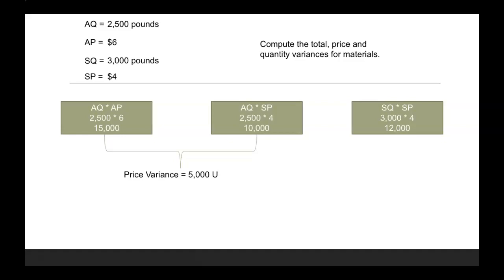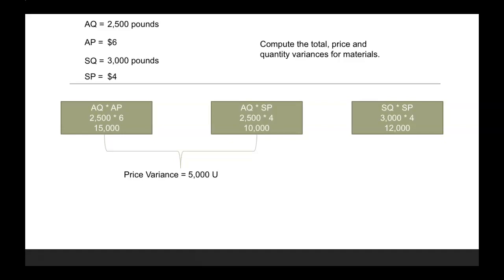And then we have this U. That U stands for unfavorable. So what makes this unfavorable? Well, our actual price was more than our standard price. So going into the month, we thought that we were just going to have to spend $4 per pound. We actually spent $6 per pound. That's not good, right? So that's what makes it unfavorable. We actually spent more than what we expected to spend.